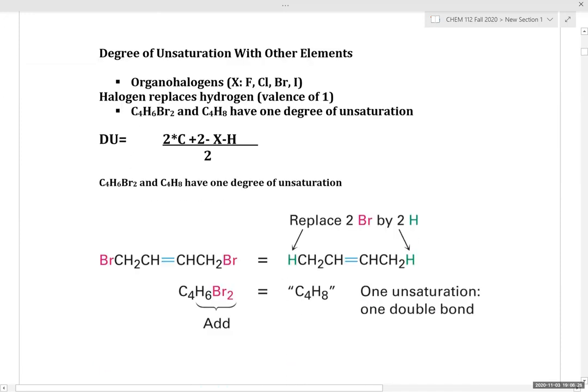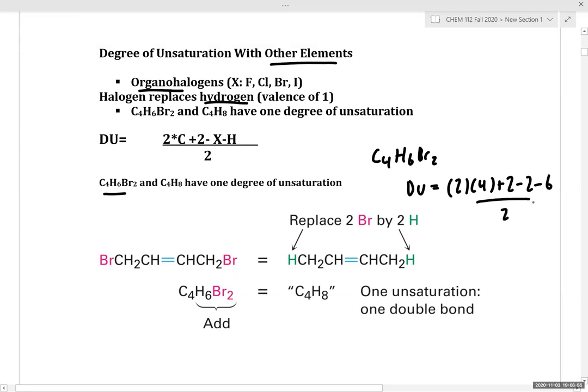Okay, so let's look at degrees of unsaturation with other elements. So organohalogens, halogens just replace hydrogen. In our formula, that's why we subtract the number of halogens. So if we looked, for example, at C4H6Br2, plugging it into our DU calculation, we'd have 2 times 4 plus 2 minus 2 minus 6, over 2, and that gives us a DU value of 1. Notice that halogens are counted just like hydrogens in the DU equation. Does that idea make sense?